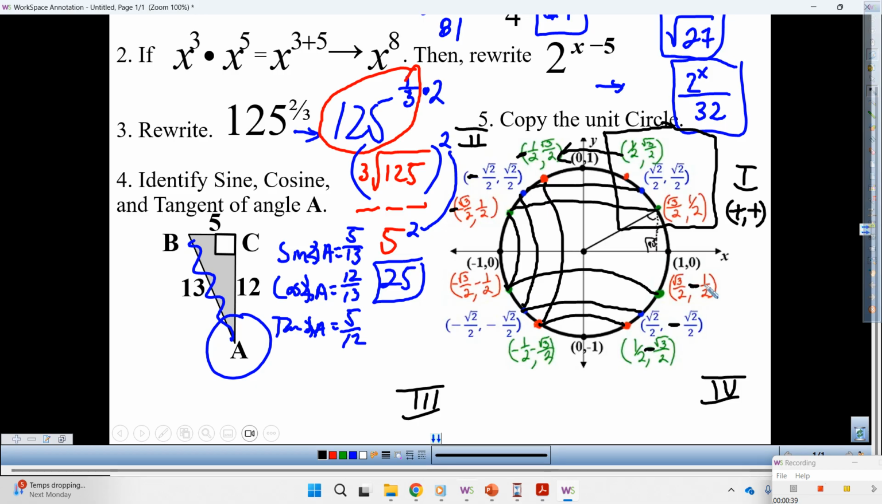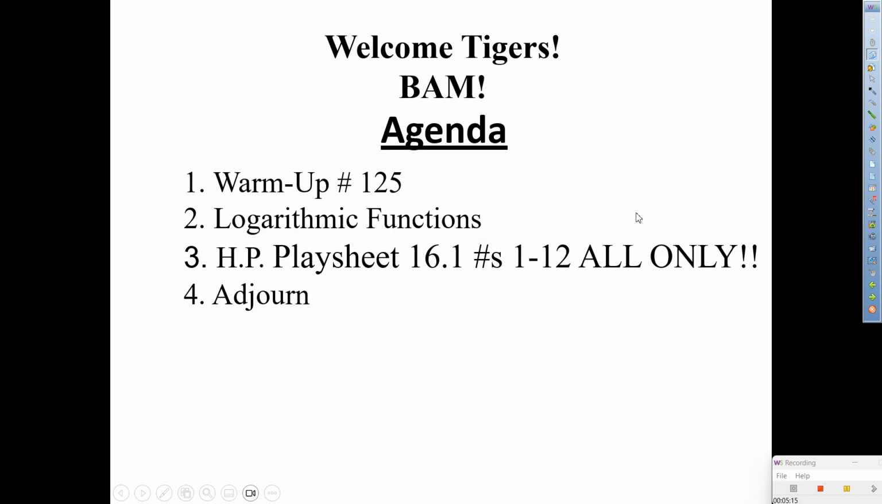We good? All right. So, with that said, copy the agenda, please. Warm-up 125 done. We're in the middle of log functions. Tonight's home play sheet 16.1, numbers 1 through 12, all only. Today we're moving on to properties. So make sure you're keeping up with your practice, please.